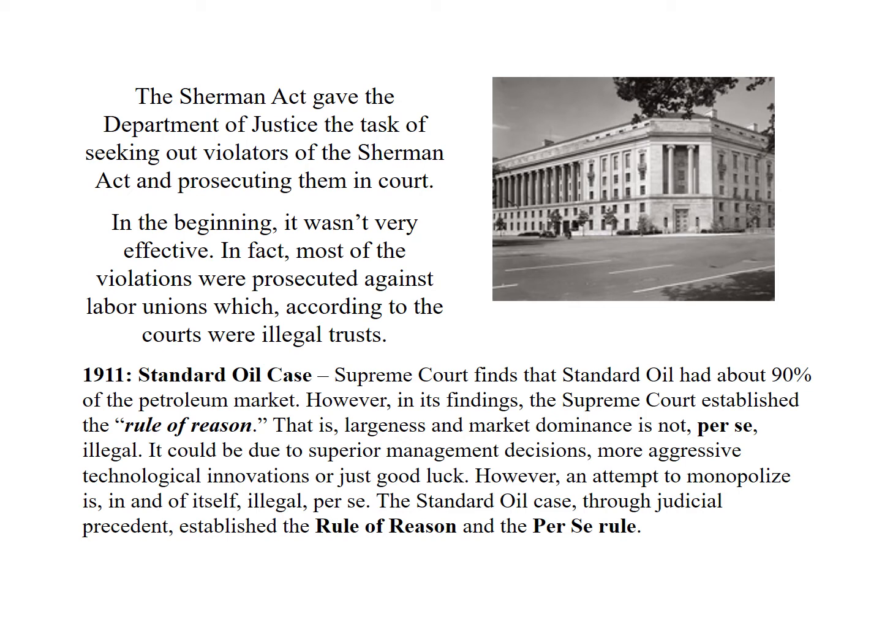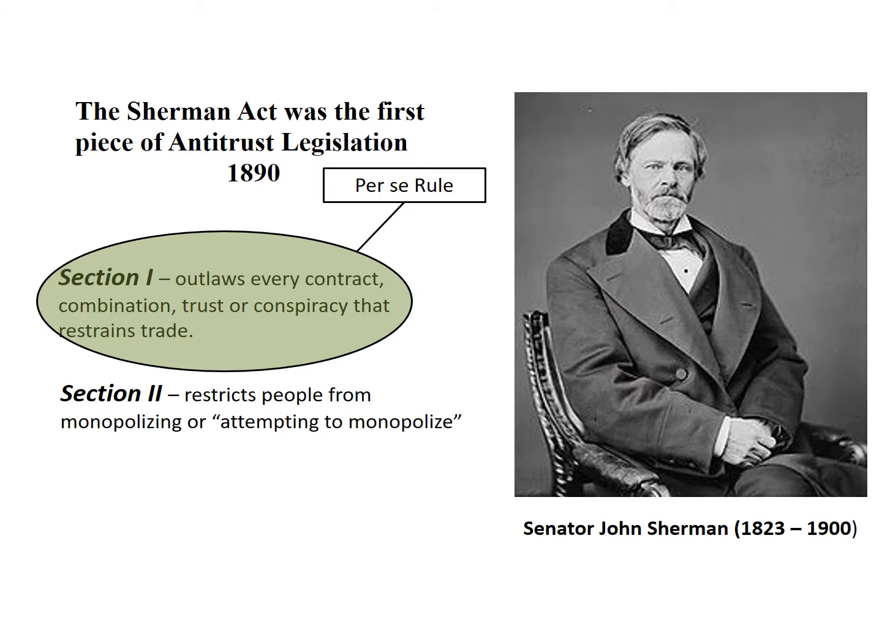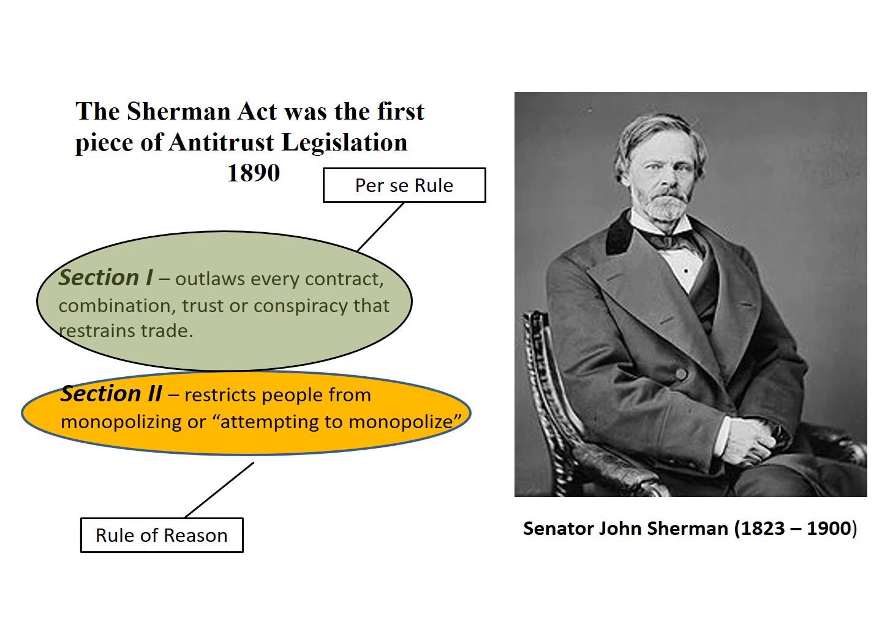On the other hand, a behavior that would indicate a conscious attempt to become a monopoly is, in and of itself, illegal, per se. Today, courts still use the rule of reason and the per se rule in deciding on antitrust cases. Section 1 of the Sherman Act is known as the per se rule. Attempts to monopolize or restrain trade is, per se, illegal. No excuses.